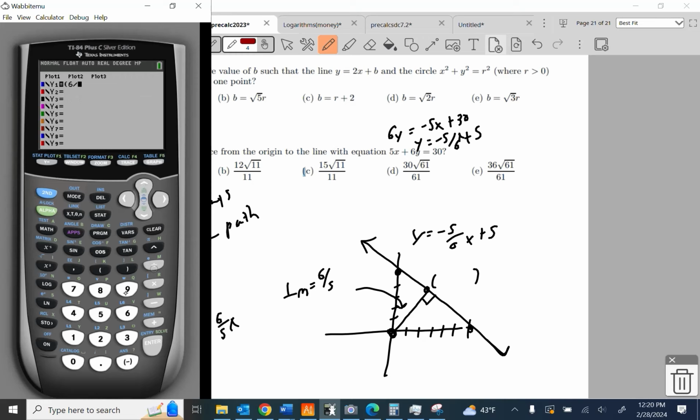We've got 6 fifths of x, and the other one, if I did my math right, is negative 5 sixths of x plus 5. Zoom 6. Of course, you won't get the pretty answers, will you? I almost don't want to teach this because you don't get the pretty answers. But whatever. Second trace, 5. Enter, enter, enter. And there she is. And let me copy those down real quick.